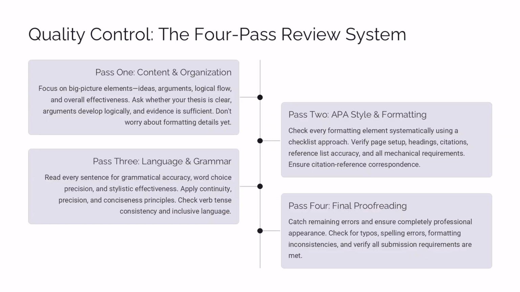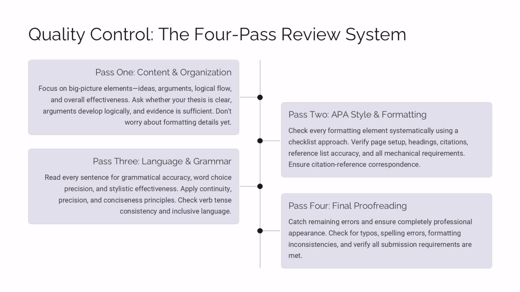Quality control, the 4-pass review system. Professional academic writing requires systematic quality control that ensures every aspect of your work meets the highest standards. The 4-pass review system provides a comprehensive approach to editing and revision that addresses different aspects of your writing systematically, preventing errors and enhancing overall quality.